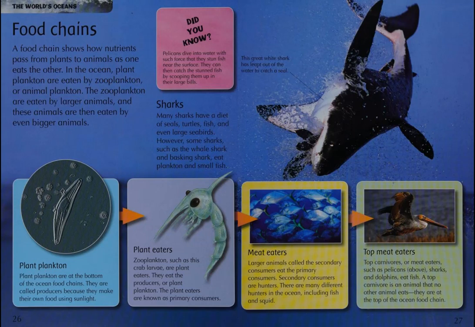Top meat eaters. Top carnivores, or meat eaters, such as pelicans, above, sharks, and dolphins, eat fish. A top carnivore is an animal that no other animal eats. They are at the top of the ocean food chain.